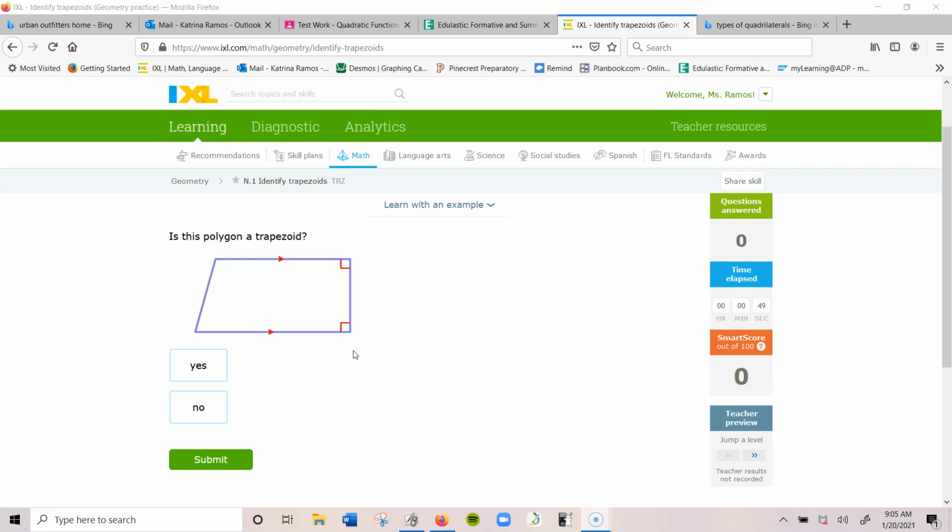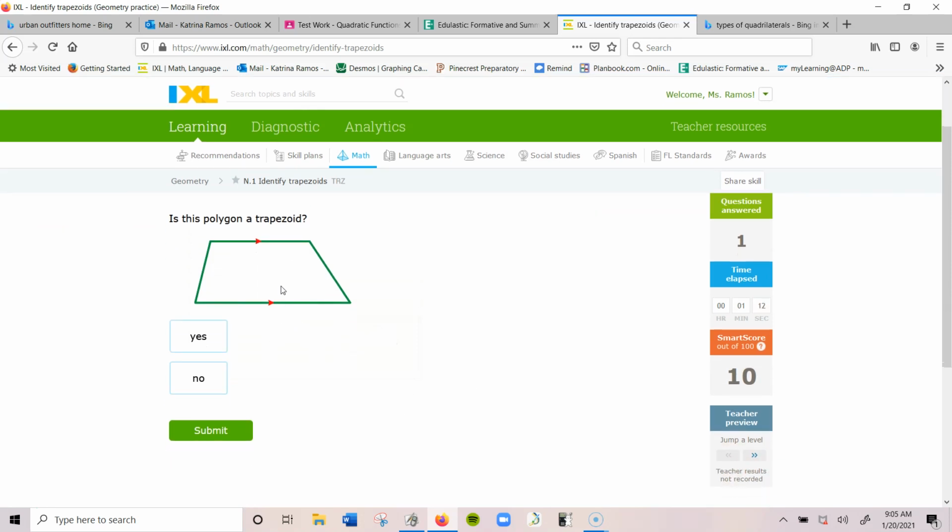is a trapezoid. Now there are two conditions for a trapezoid. One, it has to have only 4 sides, and two, that 2 of those opposite sides would be parallel. Since this is a quadrilateral, right, a polygon with 4 sides, and those opposite sides are parallel, as indicated by these little arrows, then yes, this would be a trapezoid.